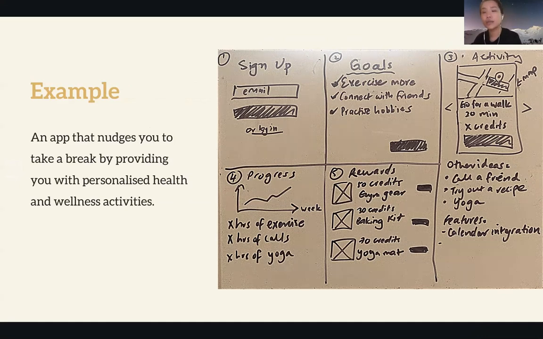So in this instance, maybe there's a park nearby, I can go for a walk for like 20 minutes, and then in exchange, I might get some credits, which I can use to exchange for rewards that can help me further my progress. And as you can see in the fourth screen, I've also got a progress chart, so I can track how many hours of exercise and calls or whatever it is that I'm doing that encourages me to go out and socialize and exercise and whatnot.